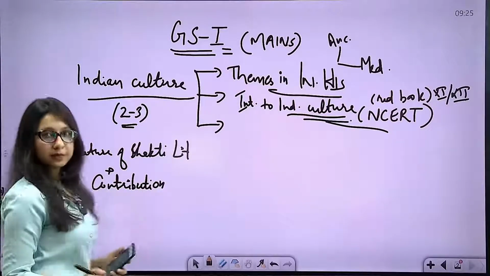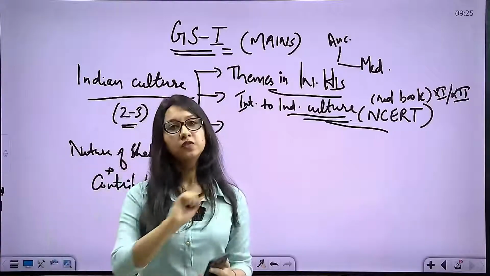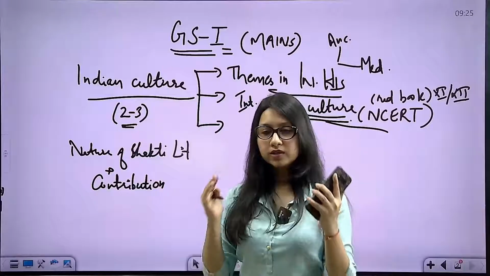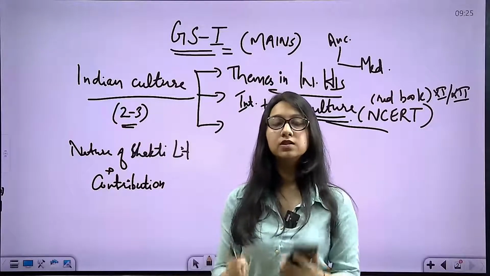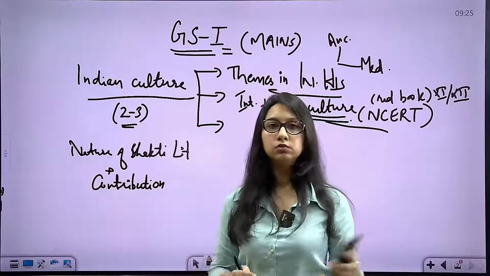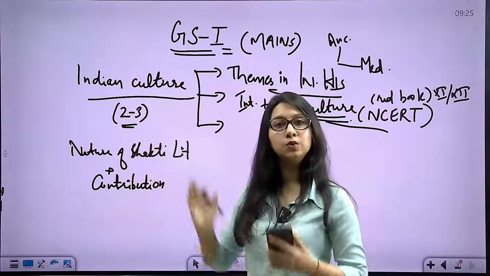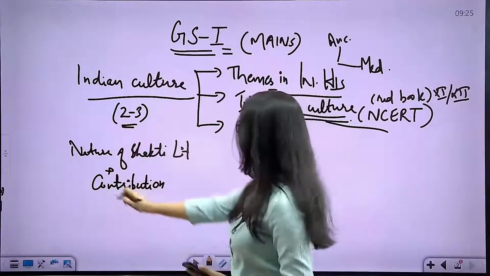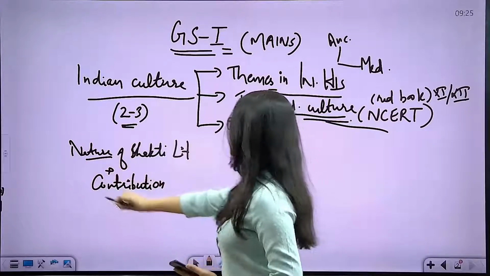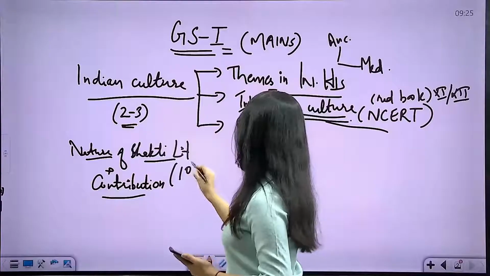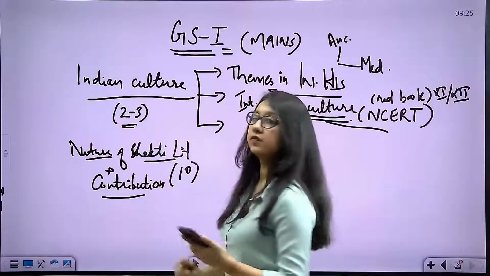What do we do in the paper? While we attempt a question, we always underline keywords so that we always have them in mind. What is the exact context of the question? What is the demand of the question? And you do not wander here and there. You always have to write what is asked in the question, not what you know. Nature of Bhakti literature, contribution. These are the 3 words. This is a 10 marker, which means you have to write 150 words on it.